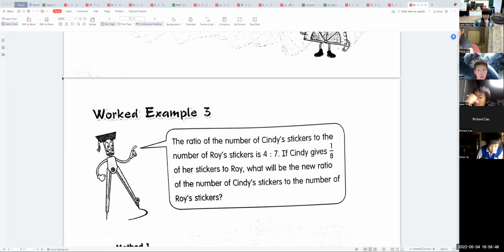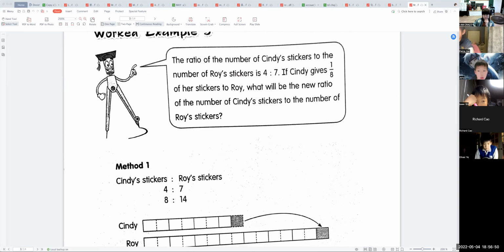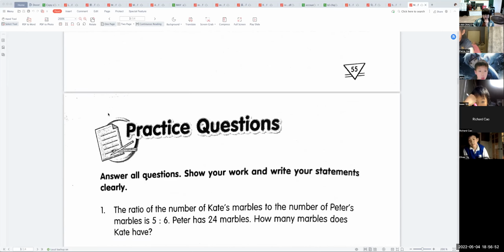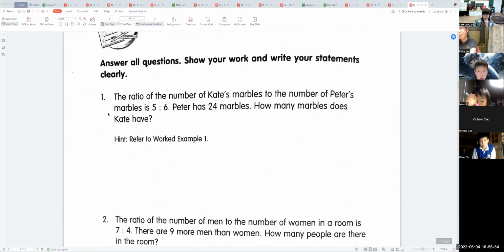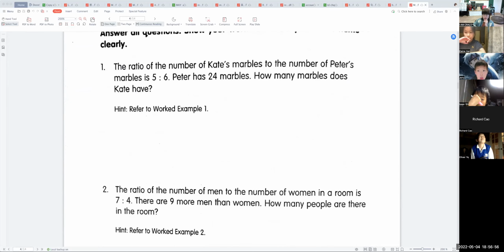Okay, let's take a look at question number 1 and number 2. This question number 2 is very easy. Just send me the answer through the chat. I'm going to check your answer, okay?